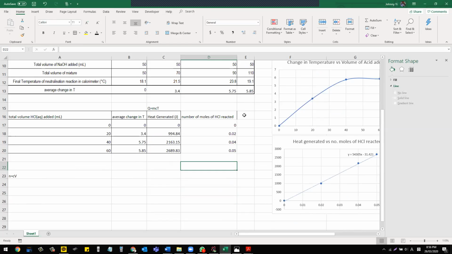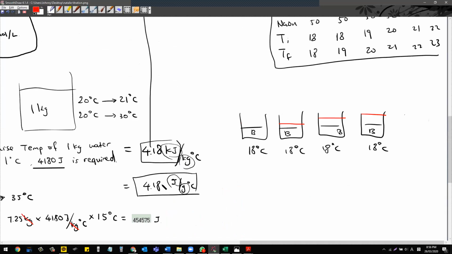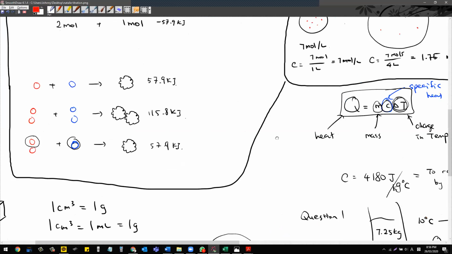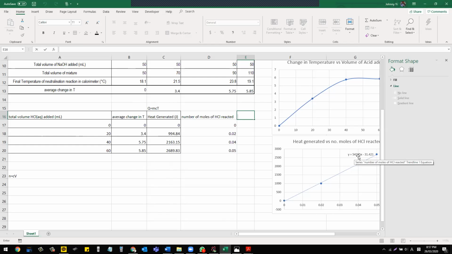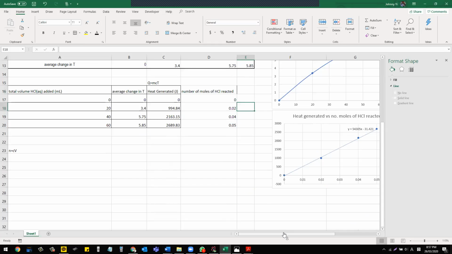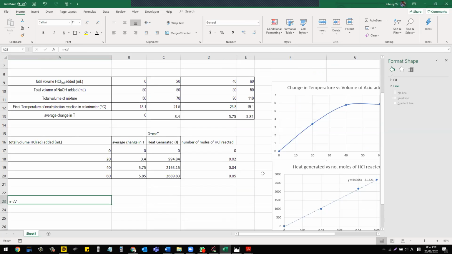Now you can then calculate, of course, you can see that the gradient over here will give you the delta H. You know how in the original here we said that it gives you about 57.9 kilojoules per mole, right? But then we're getting 54,305 joules per mole. So that's fairly close, you know? So that's pretty much what you have to do.